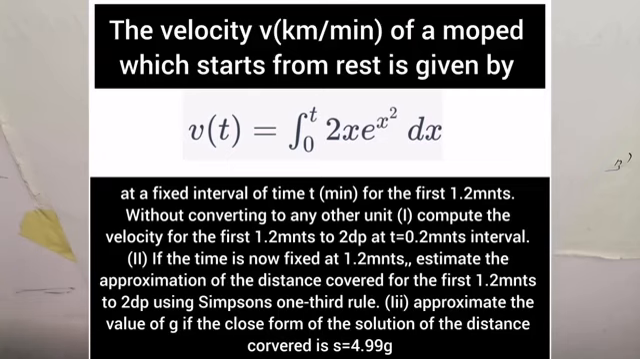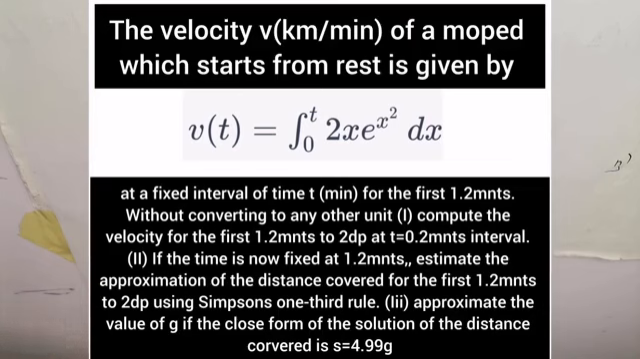The first question says compute the velocity to the first 1.2 minutes to two decimal places at t equals 0.2 minutes interval. The second question says, if the time is now fixed at t equals 1.2 minutes, estimate the approximation of the distance covered for the first 1.2 minutes to two decimal places using Simpsons 1/3 rule.